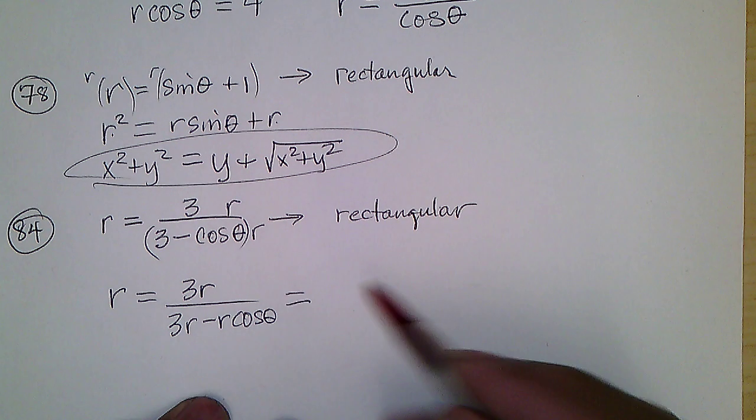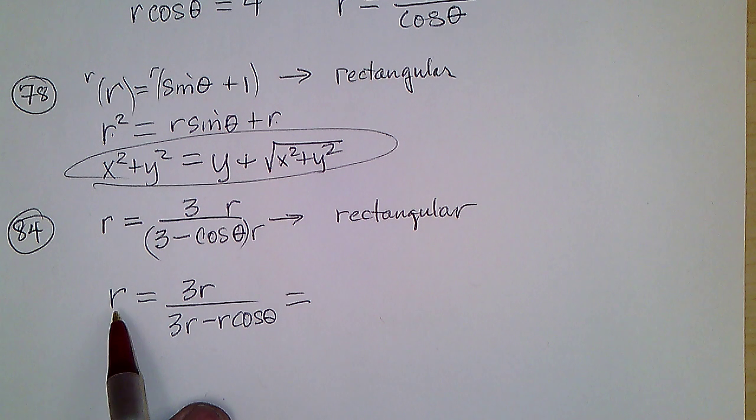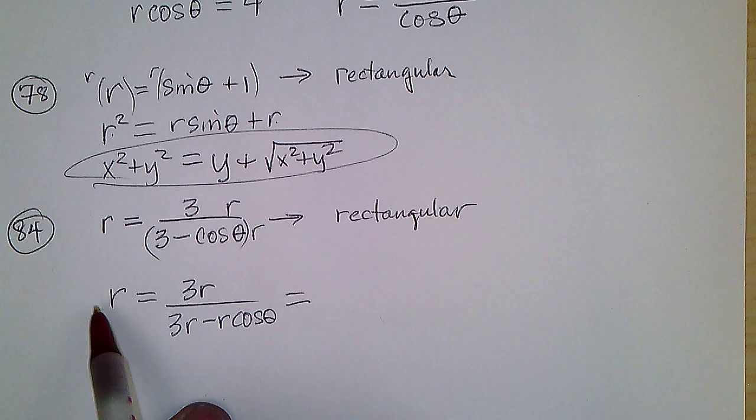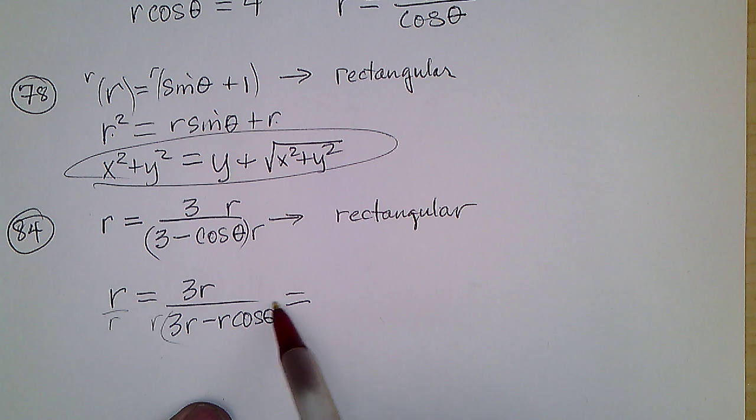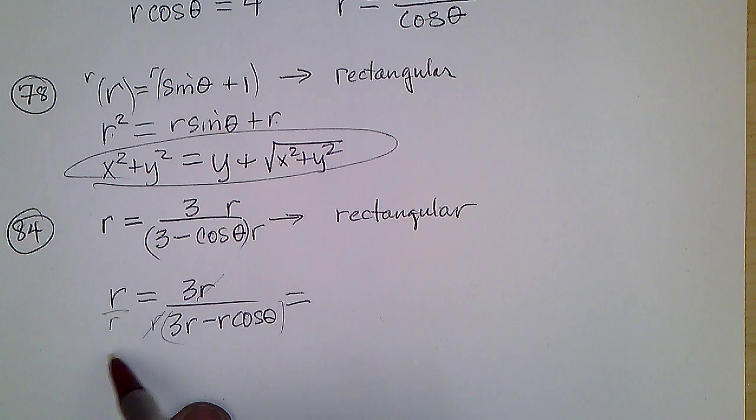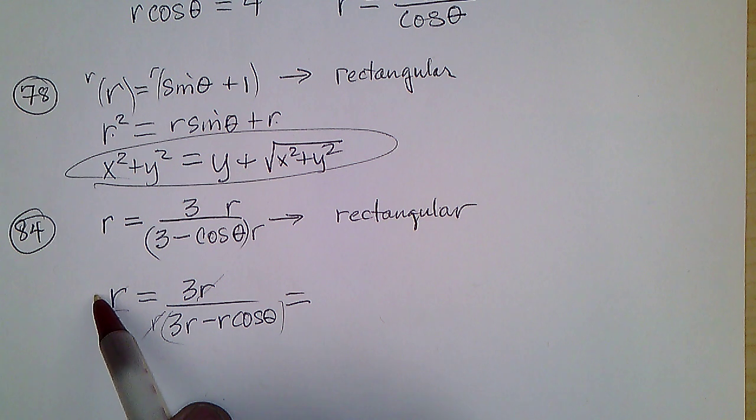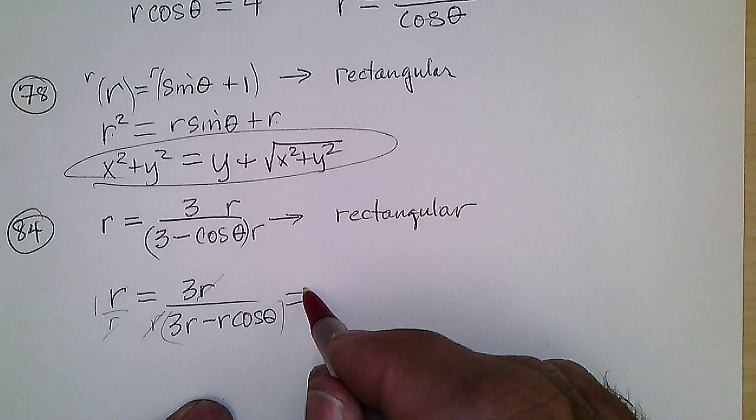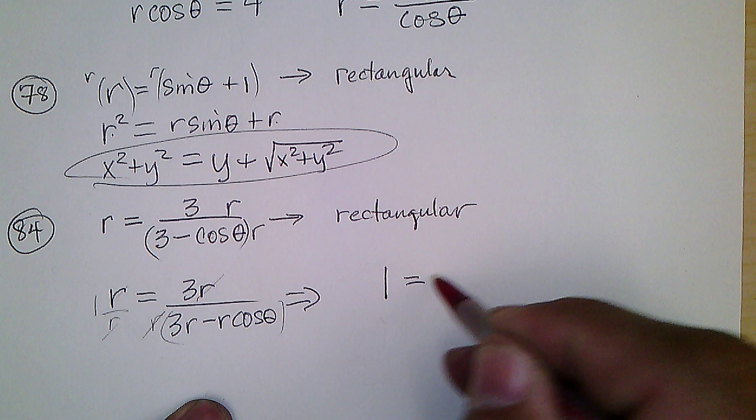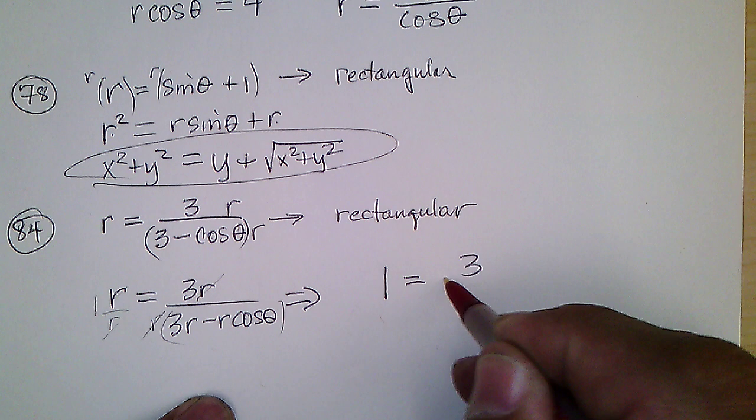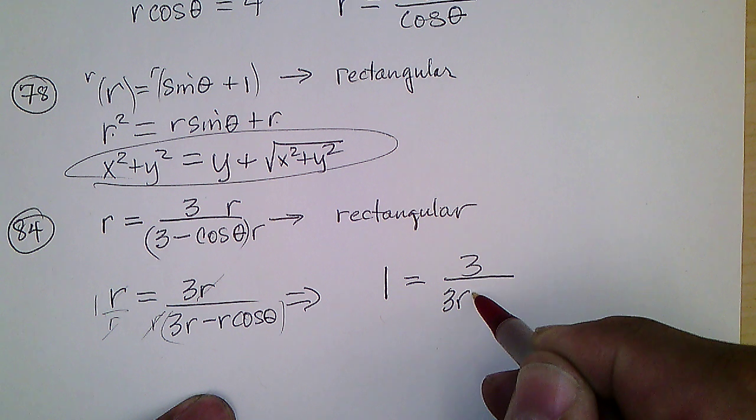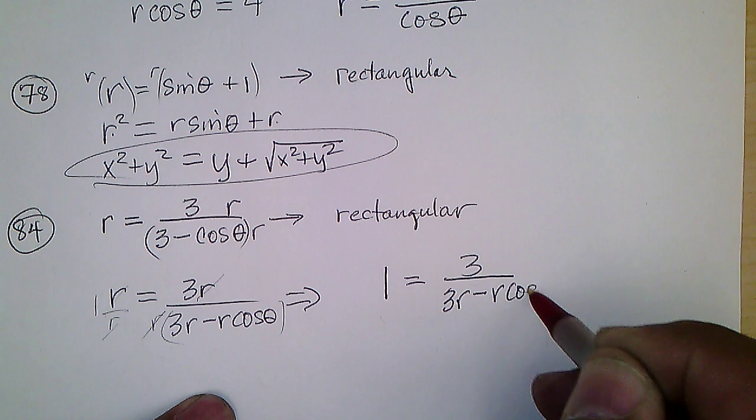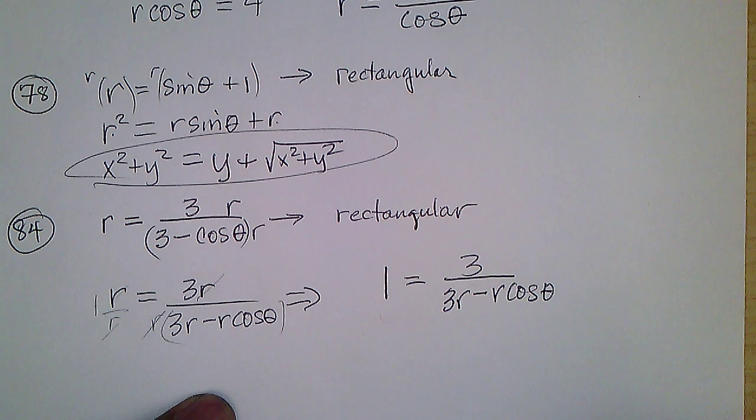So I would have, let's see here. I could divide both sides by r, and that would get rid of that r and get rid of that r and leave a 1. So I would have 1 equals 3 over 3r minus r cosine theta.